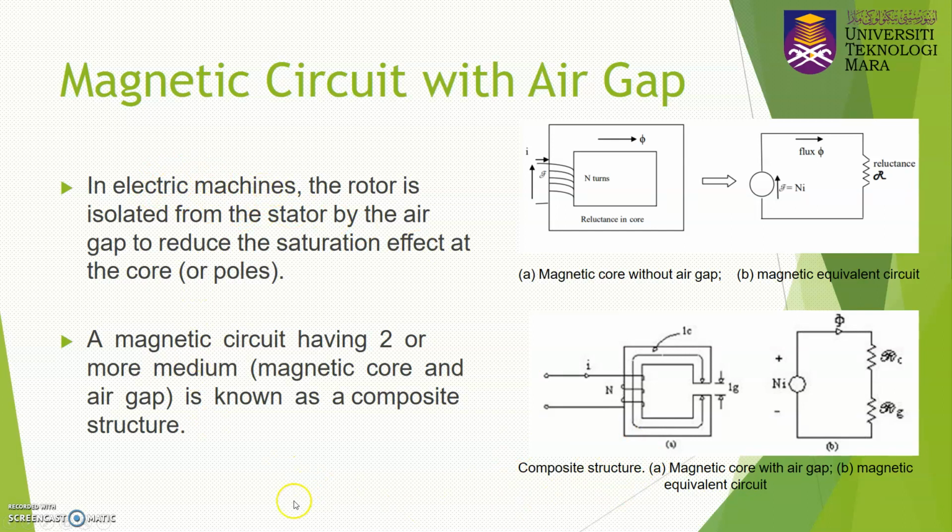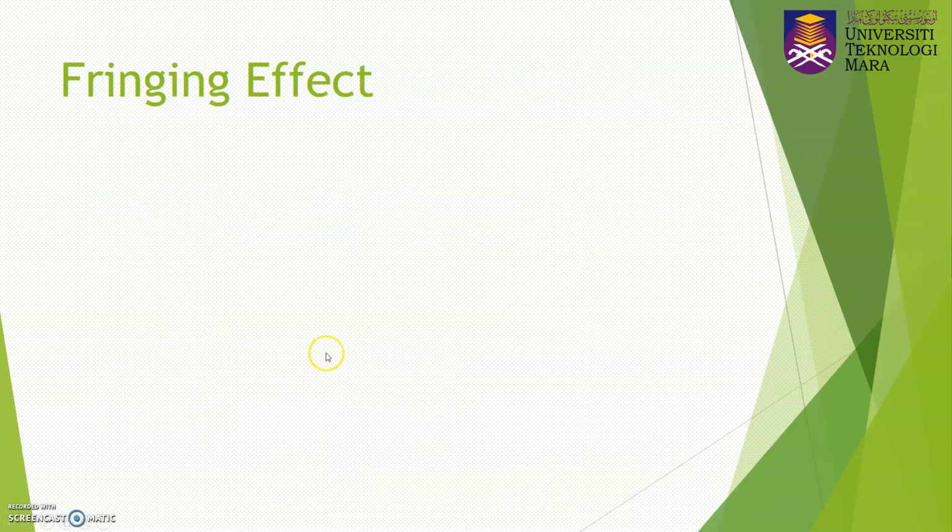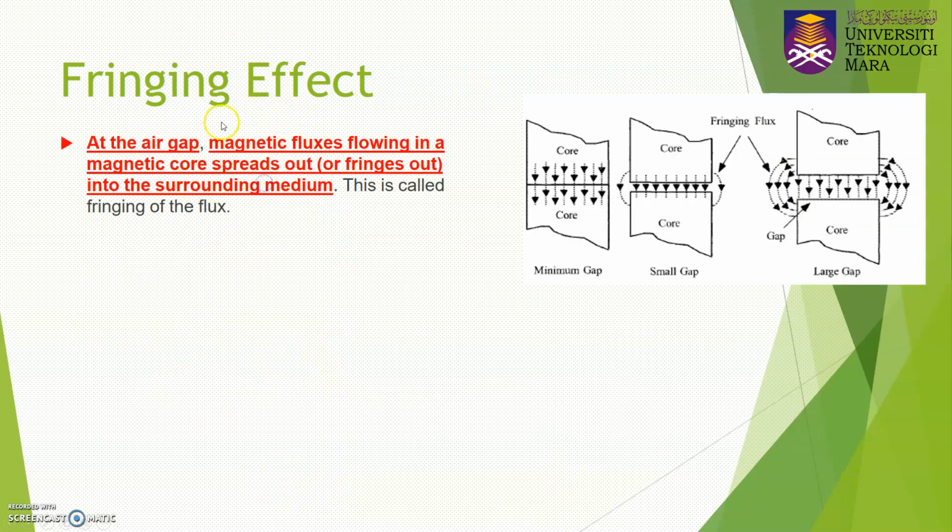So when you have an air gap in your magnetic circuit, what will happen? The fringing effect will happen. At the air gap, consider one case where you don't have the air gap. You can see the magnetic flux flows directly from this core to this core. Now let's say you have a very small air gap there. It will cause the fringing effect. This is what we call the fringing effect.